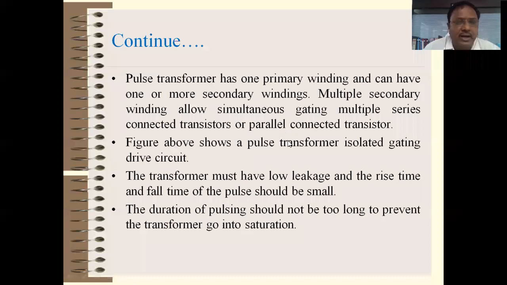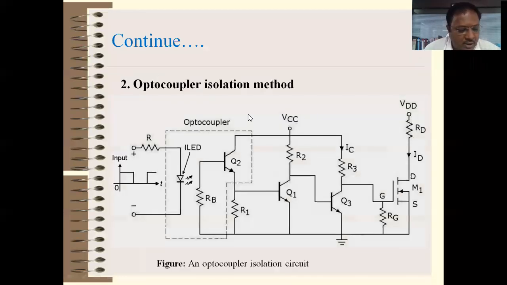Now the slide in front of you is the optocoupler isolation method. In this particular circuit, the gating signals are applied to the LED only. There will be a photo transistor or photodiode or any other circuitry. For example, sometimes a light activated SCR is also used in place of these transistors, but normally photo transistors are preferred. As compared to the photodiode, the sensitivity of a photo transistor is good, and a photodiode has very less sensitivity. So normally a photo transistor is used.